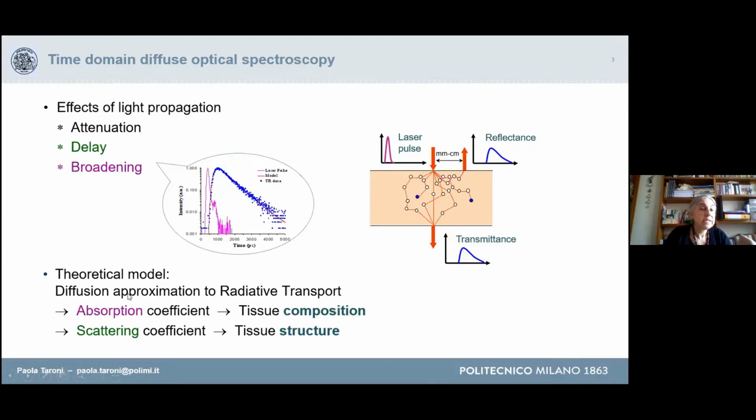If we interpret these changes due to propagation with a proper theoretical model, in our case, the diffusion approximation to the radiative transport theory, from a single measurement, we can estimate the absorption and the reduced scattering coefficient at that wavelength. If the measurement is repeated at different wavelengths, here the spectroscopic approach is important, from the absorption properties, we can derive the tissue composition, while from the scattering properties, we can derive information on the microscopic structure of tissue.